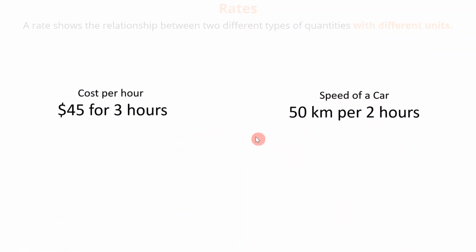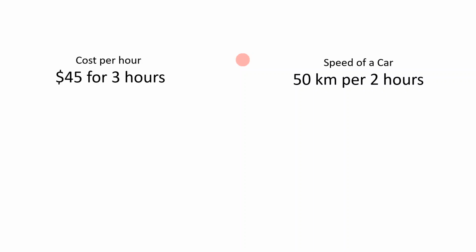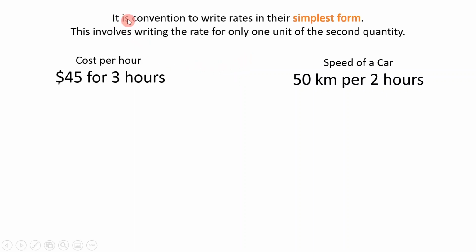So let's now have more of a detailed discussion about rates again. And we're going to talk about simplifying rates. What does that involve? Well, it is convention to write rates in their simplest form. This involves writing the rate for only one unit of the second quantity. So what is that saying? When we're simplifying rates, we want to show the second quantity in simply one unit.